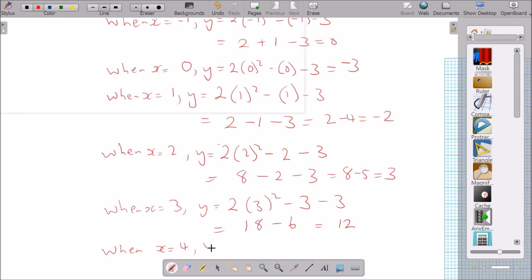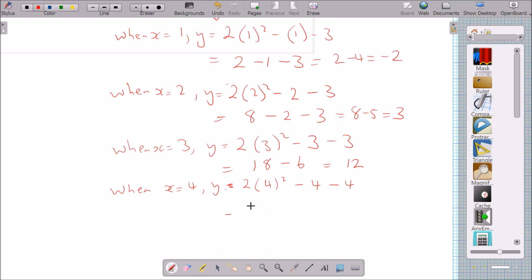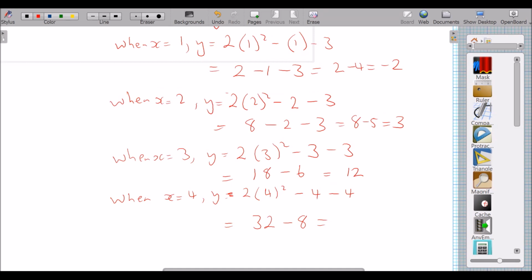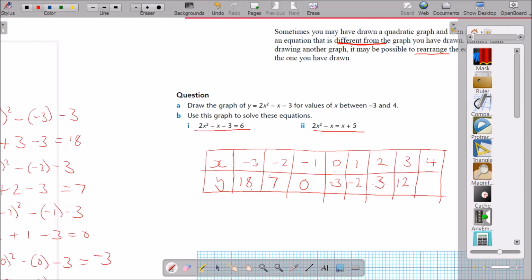When x is 4, y is equal to 2 times 4 squared minus 4 minus 4, which is equal to 4 squared is 16 times 2 is 32 minus 4 minus 4 is minus 8, which is 24. Here we have 24. So our table of values is complete.